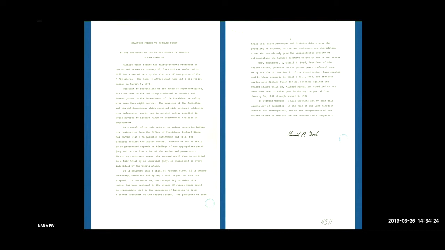The prospects of such trial will cause prolonged and divisive debate over the propriety of exposing to further punishment and degradation a man who has already paid the unprecedented penalty of relinquishing the highest elective office of the United States. Now, therefore, I, Gerald R. Ford, President of the United States, pursuant to the pardon power conferred upon me by Article 2, Section 2 of the Constitution, have granted, and by these presents do grant, a full, free, and absolute pardon unto Richard Nixon for all offenses against the United States, which he, Richard Nixon, has committed or may have committed or taken part in during the period from January 20th, 1969 through August 9th, 1974."